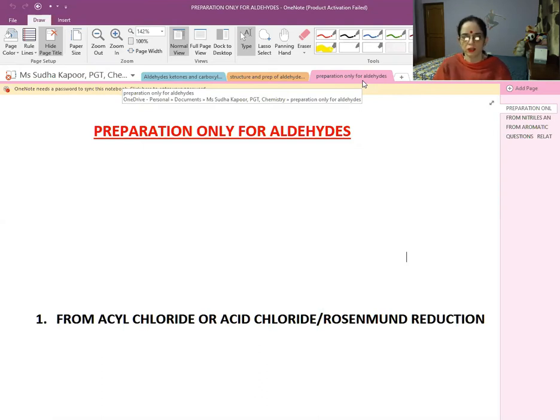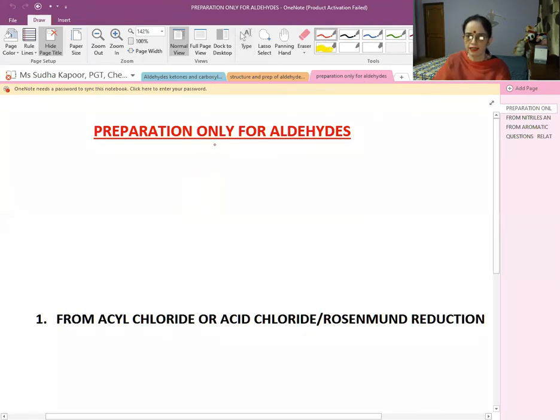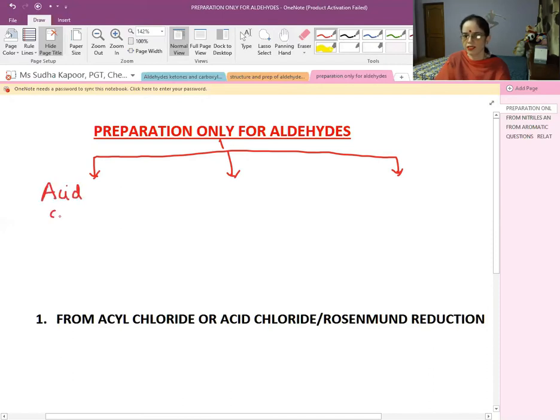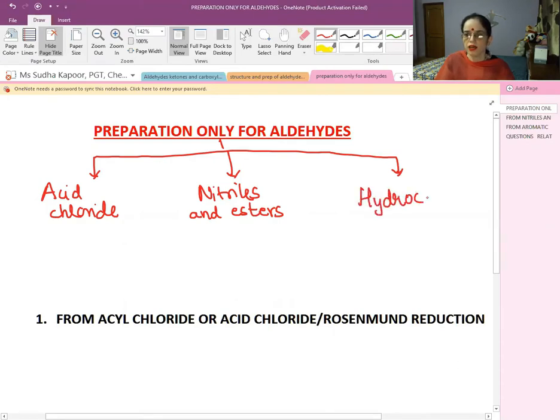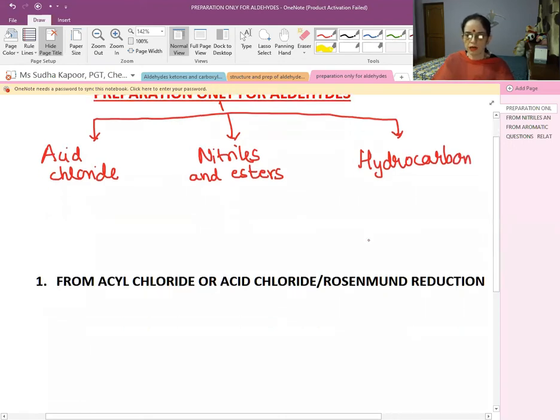This heading is divided into three subparts. We are going to understand this topic in three parts. The first is by using acid chlorides. The second is by using nitriles and esters. And the third preparation, the hydrocarbon part, in which we are going to study the aromatic aldehydes and how they are prepared. So let us take the examples one by one.